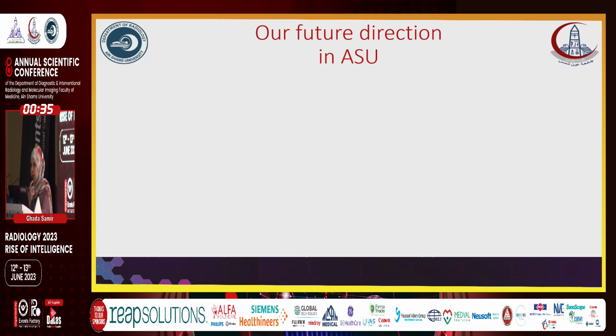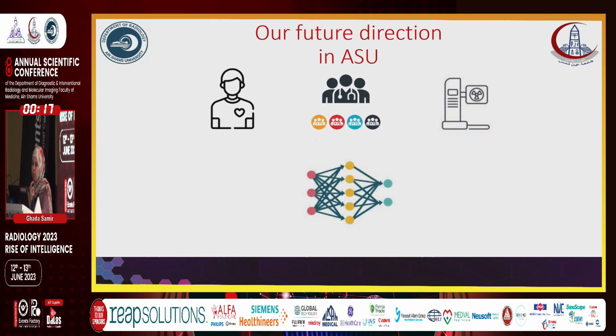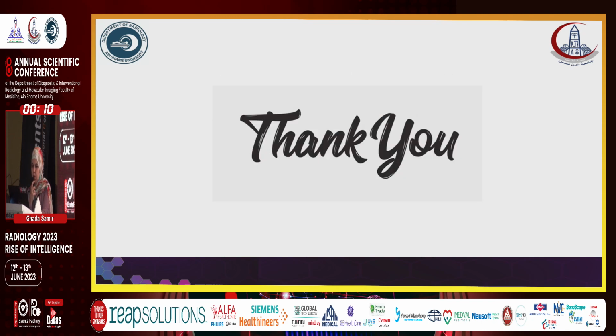Our future step at Ain Shams University will be the combination of a large data set of patients and a multidisciplinary team, with machine learning experts, clinicians, and expert radiologists, and the use of high-end machines, in order to have our own deep learning models for better planning of patient revascularization, surgery, and so on. Thank you.